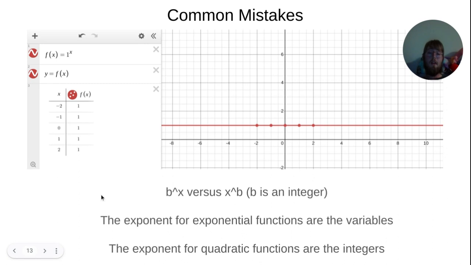Another common mistake is accidentally writing x to the power of b instead of b to the power of x, where b is an integer. X to the power of b would be something like a quadratic function or a cubic function, depending on what that b is. But b to the x is always going to be an exponential function, because the exponent for exponential functions is always a variable. The exponent for quadratic functions is always an integer. In the quadratic function case, that integer is 2. In the cubic function case, that integer is 3.